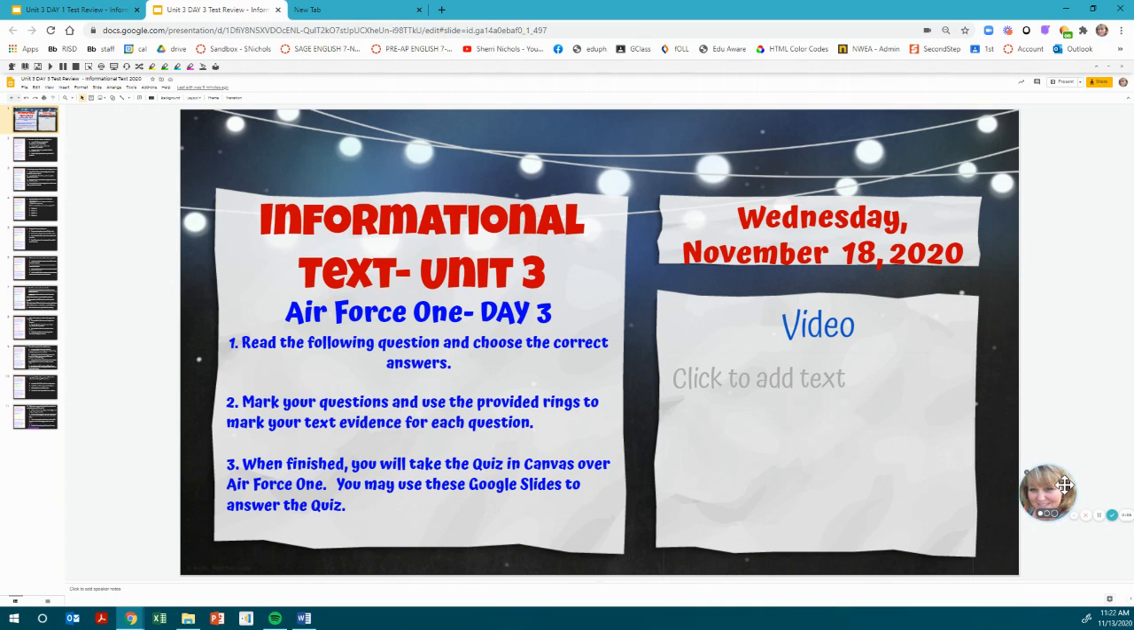This, of course, is our third day about informational text for our Unit 3 test review using Air Force One. You will read the following questions and choose the correct answers. You will mark your questions and use the provided rings to mark your text evidence for each question. And then when finished, you will take the quiz in Canvas over Air Force One. You may use these Google Slides to answer the quiz. So let's go ahead and get started.